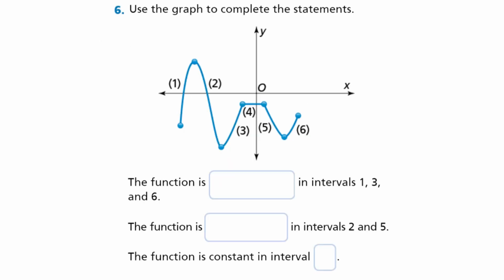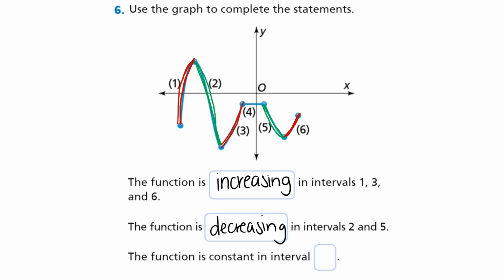6. Use the graph to complete the statements. The function is blank in intervals 1, 3, and 6. So interval 1 is increasing, interval 3 is also increasing, and interval 6 is increasing. The function is blank in intervals 2 and 5. 2 is going down, 5 is also going down, meaning it is decreasing. And then the last one, the function is constant. Constant means flat. The function is constant at interval number 4.